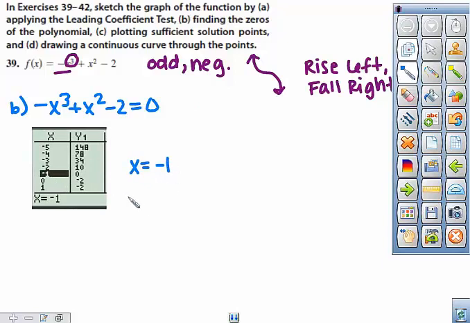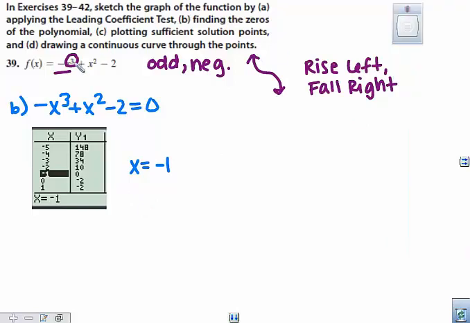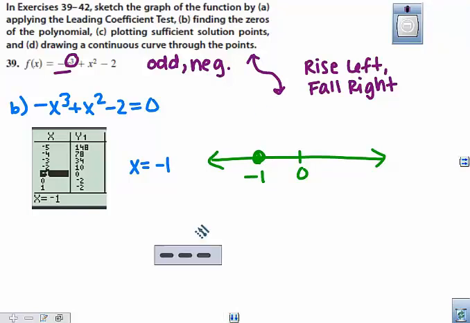And that's the only one. It's only going to cross one time. We know from our n being 3 that we can have at most 3 roots and 2 turning points. But in this case, we only have 1. Give yourself a quick sketch of the x-axis so you can see what intervals your zeros are going to break your graph into. Okay, our only 0 is at negative 1. So at negative 1, our graph splits into intervals. So we only have 2 intervals for this problem.